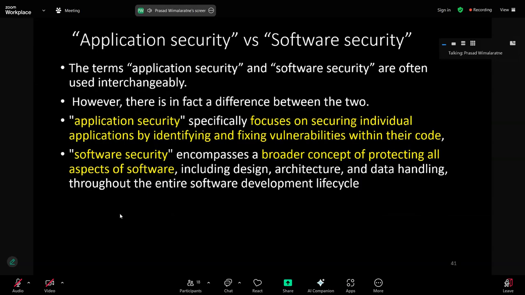Application security usually focuses on securing individual applications by looking at and fixing the vulnerabilities within the code. That's application security, right? We are focusing on an individual application. But when you say software security, generally it has a broader meaning. It's about protecting all aspects of software, including design, architecture, data handling, the entire thing we are looking at. So it's slightly broader.